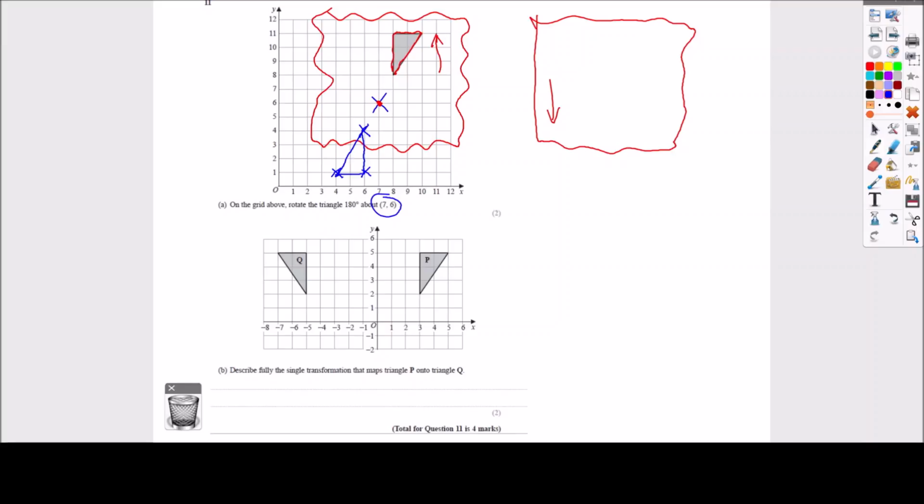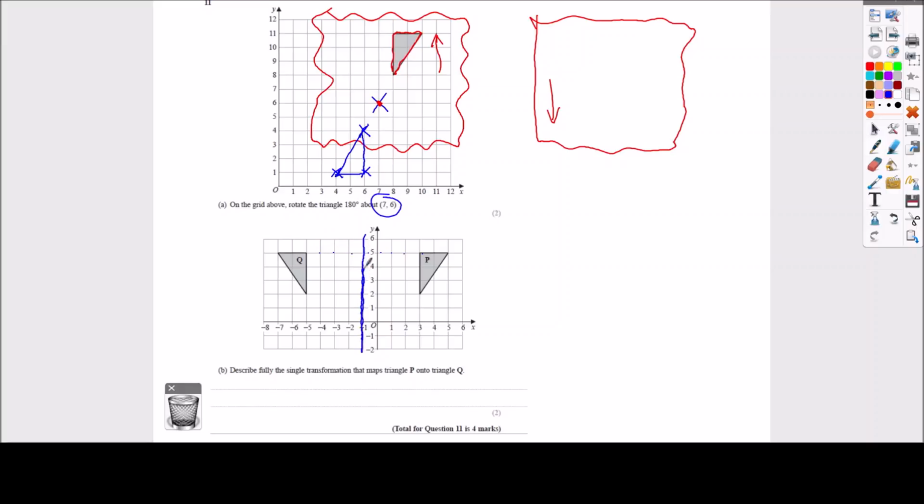Now for part B, fully describe the transformation that maps P onto Q. We can see that's a reflection. So the question is, where's the mirror line? Which is halfway between the shapes? If we count the squares, 1, 2, 3, 4, 5, 6, 7, 8, they are 8 squares apart if we take the equivalent point. So going along 4 points, 1, 2, 3, 4, our mirror line is going to be that line down there.